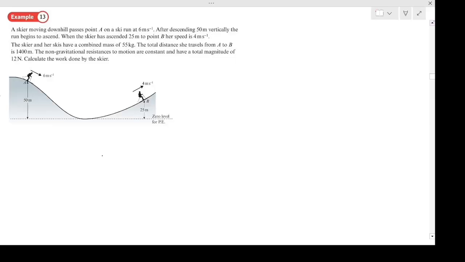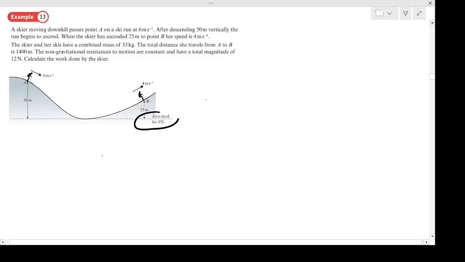So essentially, what's happening here is, as you can see, we start at this point here, and we have a starting speed of 6, and the skier ends up here, and then the speed goes to 4. So we've got these 2 points again, A and B, but this time there's gravitational energy involved because it's above ground.